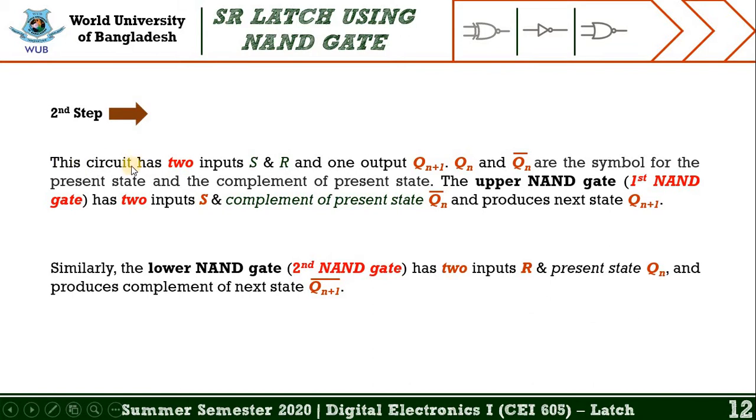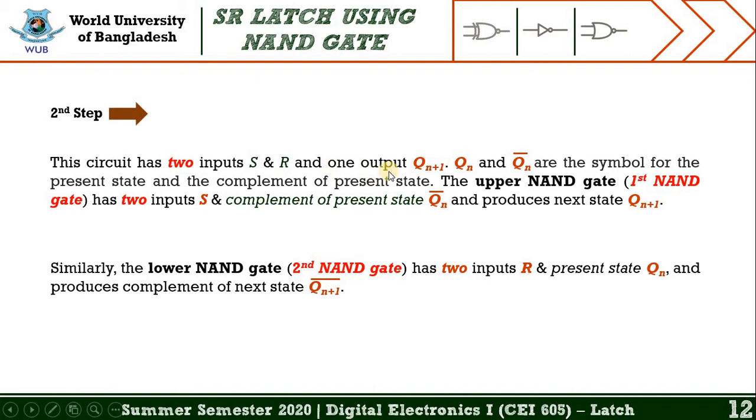Well, from this slide, we may learn the declaration of inputs and outputs of the SR latch, which is constructed by NAND gates. So let's start. This circuit has two inputs. We have already known from the previous slide, one is S and another one is R.